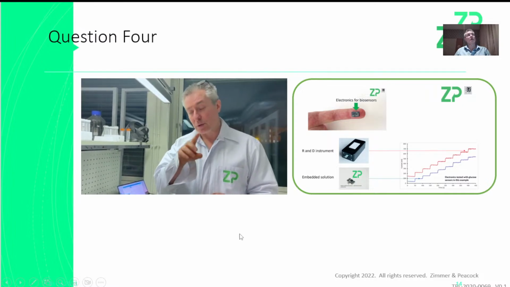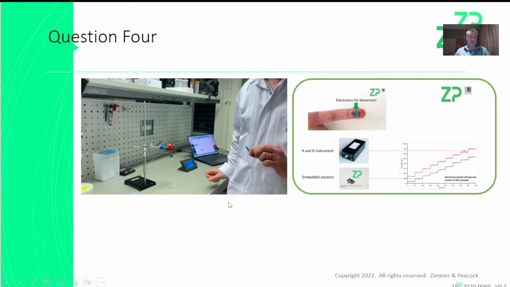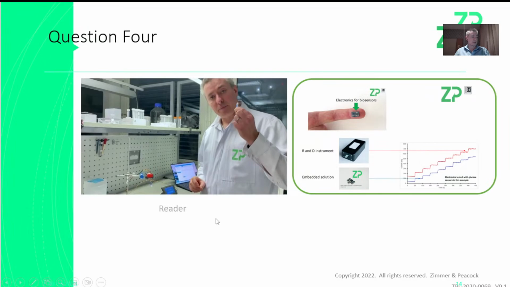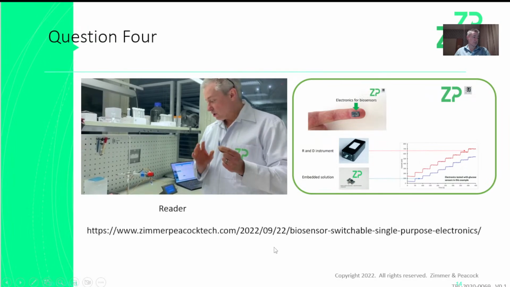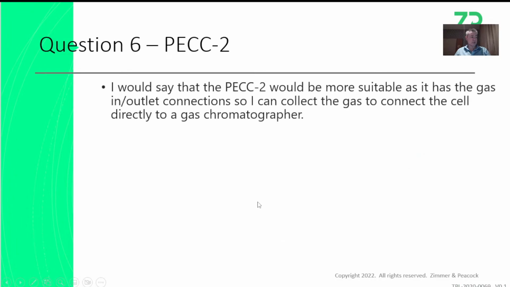So the quick answer to your question is the most continuous data we have on the pH sensor is 20 minutes. It looks good, but unfortunately it does have to genuinely go into the lab and be tested by, let's say, yourself. Question number 6 here is about the PEC2 cell.